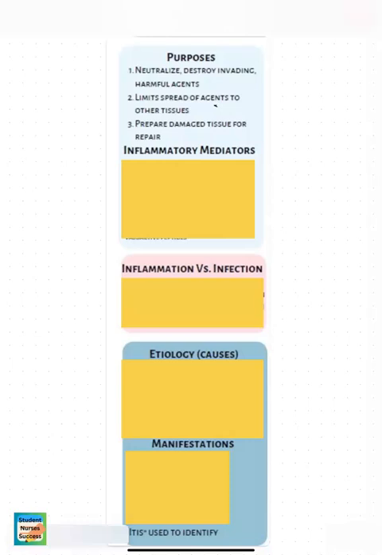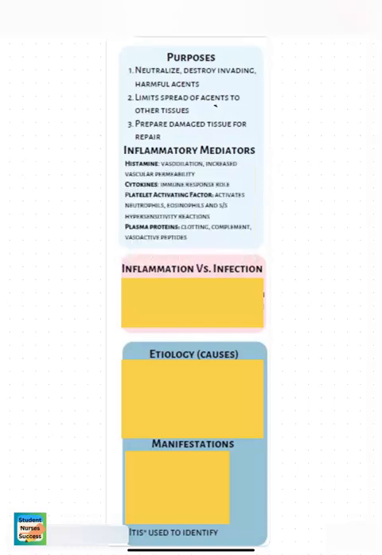Now, there are some inflammatory mediators that play a role. Inflammatory mediators are responsible for most of the manifestations of inflammation. And we know these inflammatory mediators are chemicals that are released in the body and help communicate. So these are chemicals, and these chemicals are released if there is injury or infection.